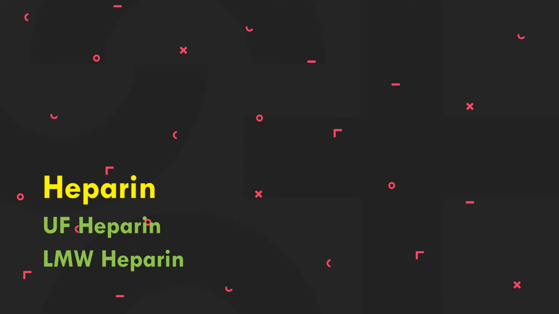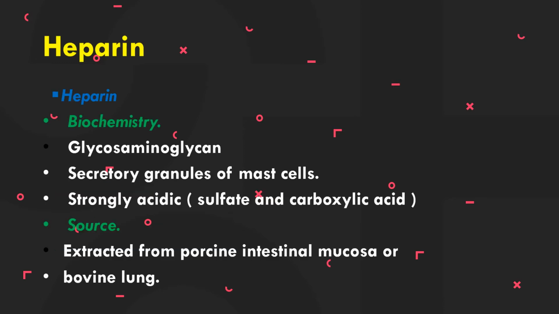The university question has been asked again and again: what is the difference between low molecular weight heparin and standard heparin? You can also be asked in this way: what are the advantages of low molecular weight heparin over the standard one, or unfractionated? So standard heparin, also called unfractionated, is also the high molecular weight heparin. Okay? So heparin is basically a glycosaminoglycan.